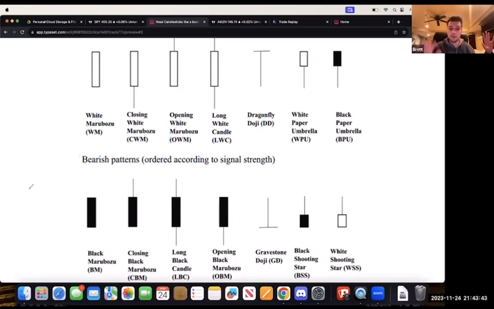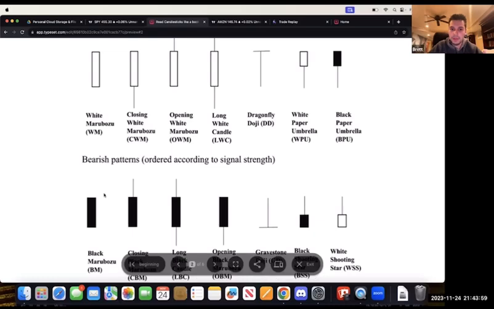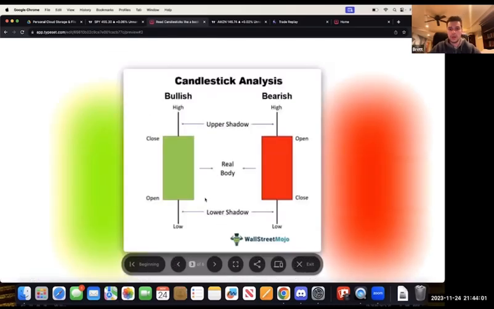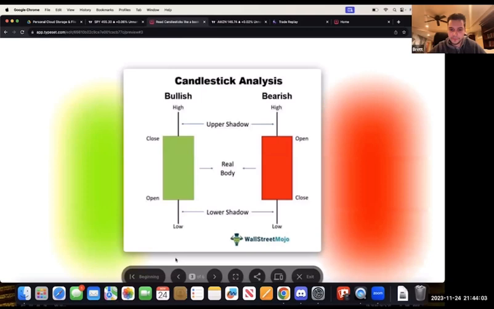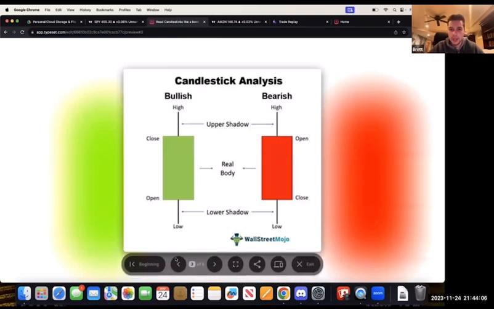Now, granted, if it works for you, that's totally fine, right? But for me, I don't know what a black paper umbrella is. I have no idea what it is. But I can tell you what a bullish or bearish candle looks like, and how I do that is by looking at this chart ahead of us. So this is the introduction. Candlestick analysis. The first component of candlestick analysis is understanding what the hell a candle even is.